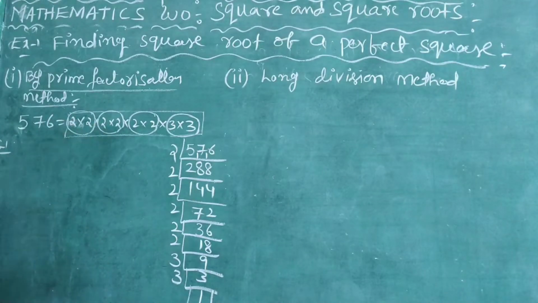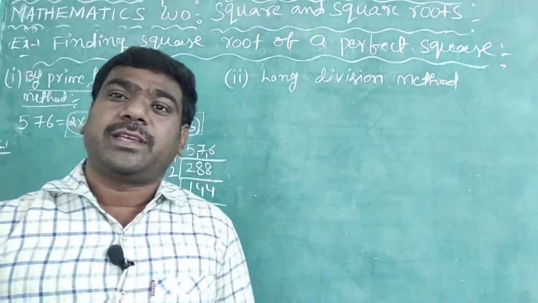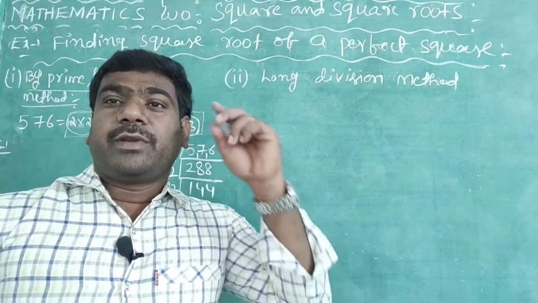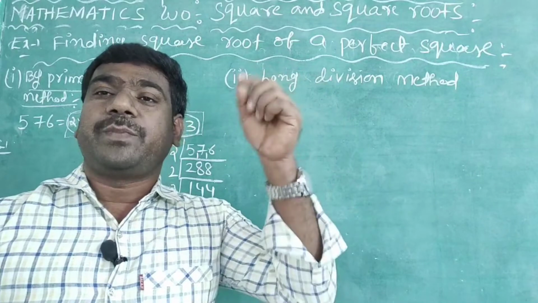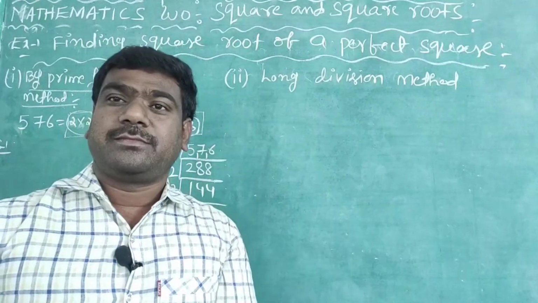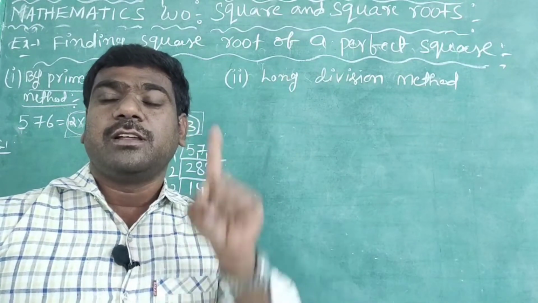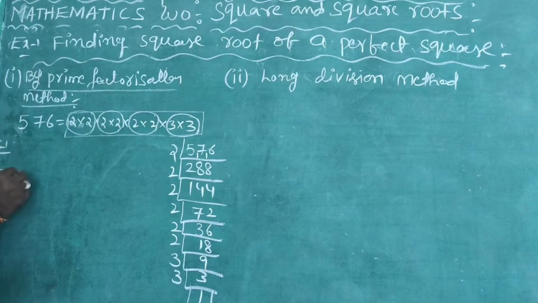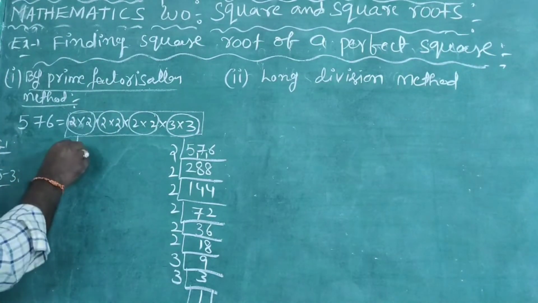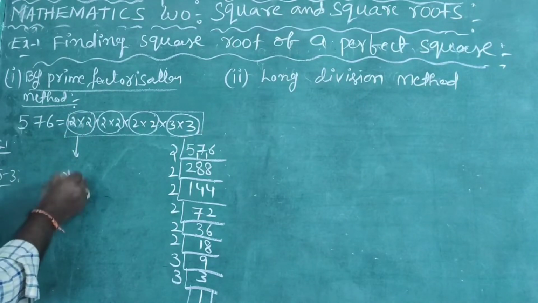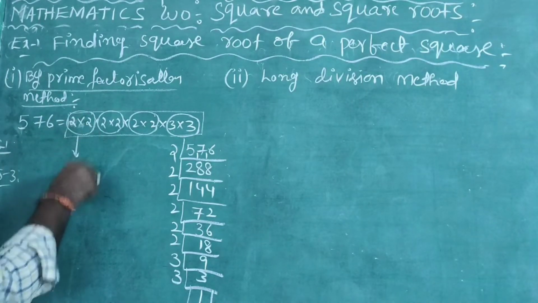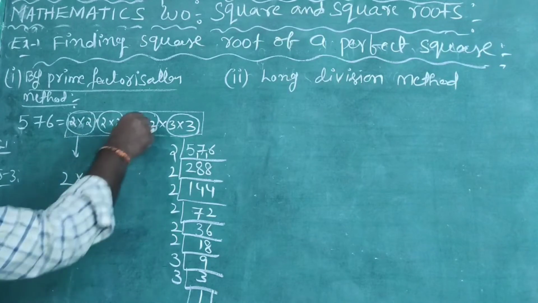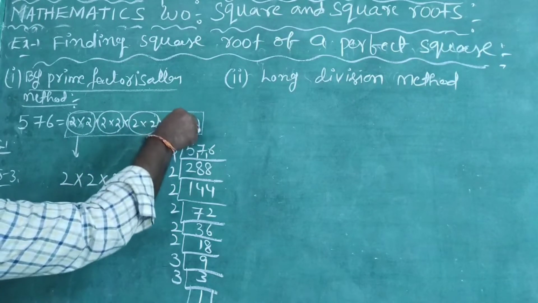It is for step 2. After step 2, next coming to step 3. What is step 3? From each pair we have to pick out one prime factor. What is step 3 here? From each pair I have to pick out one. So 2 from this pair, 1 2 from this pair, 1 2 from this pair, 1 2 from this pair, 3.